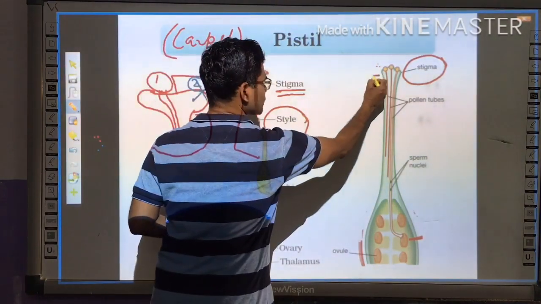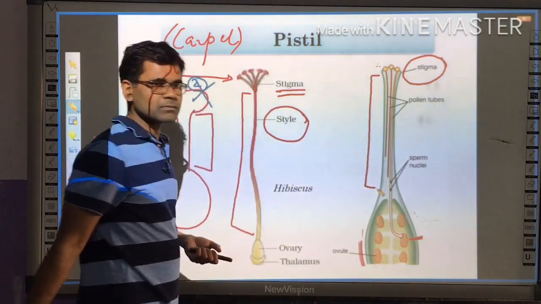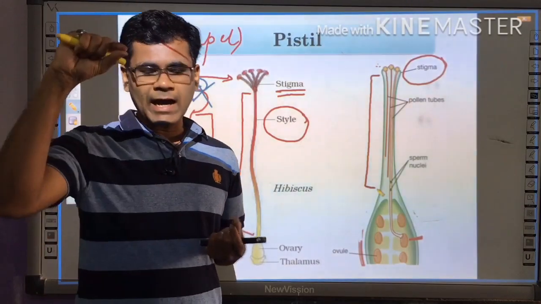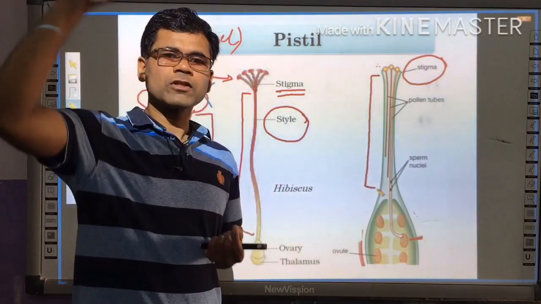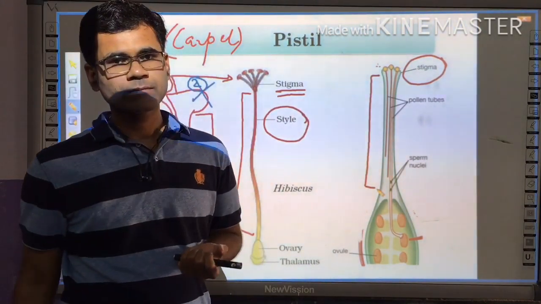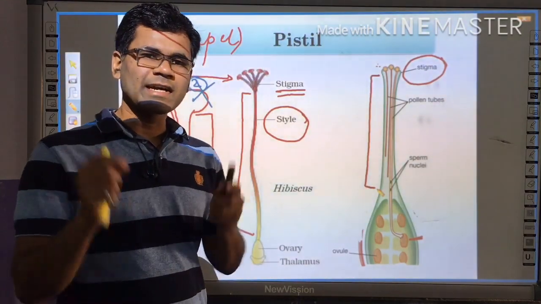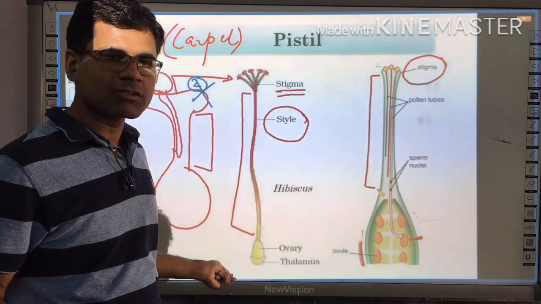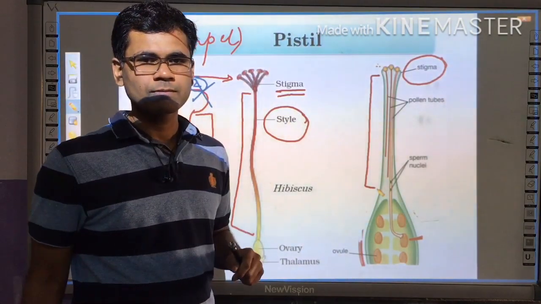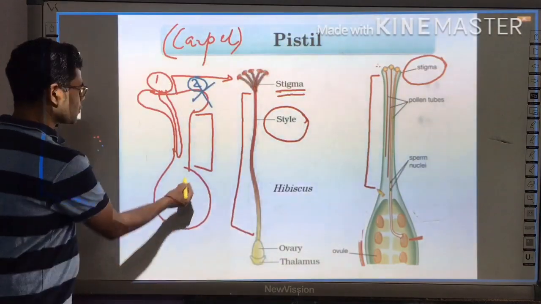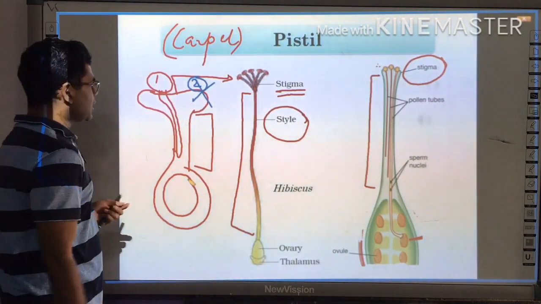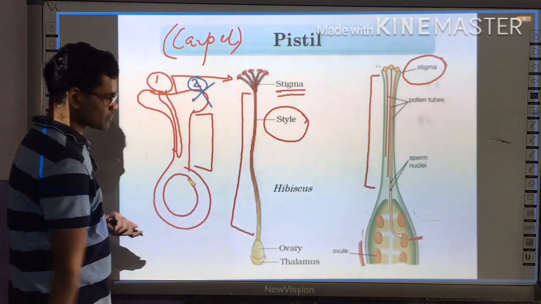This style is a very thin filament and it acts as a path for the pollen tube extension. Moreover, this style connects the stigma to the ovary, because the last part is the ovary. The third part of the pistil is called the ovary.